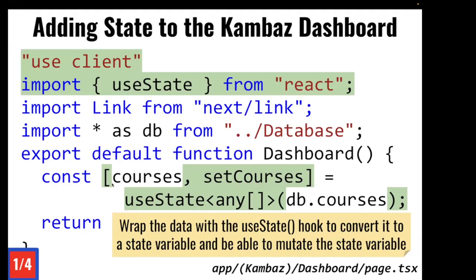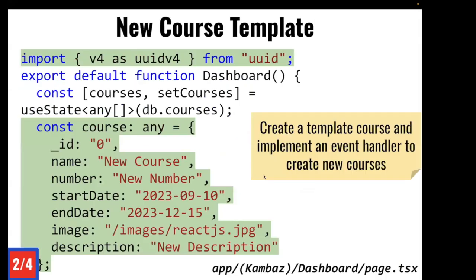So to convert the normal regular courses variable into a state variable, we're going to use the useState hook. We're going to provide an initial value, the same initial value that we had earlier, the DB courses. So now courses here has as its initial value the list of all the courses. Plus we get a mutator or setter function that is going to allow us to manipulate this data structure. We're going to be able to add new courses, remove courses, update courses, all the CRUD operations within this page.